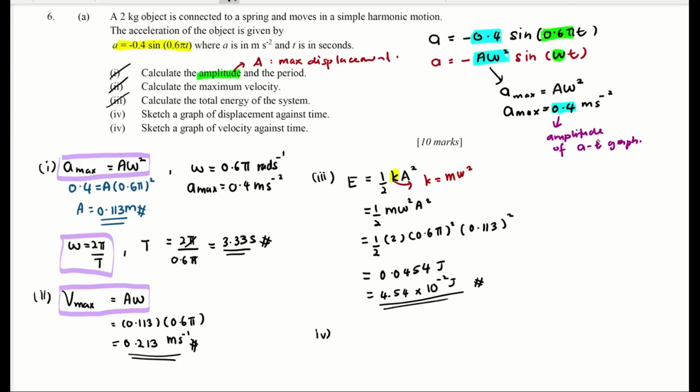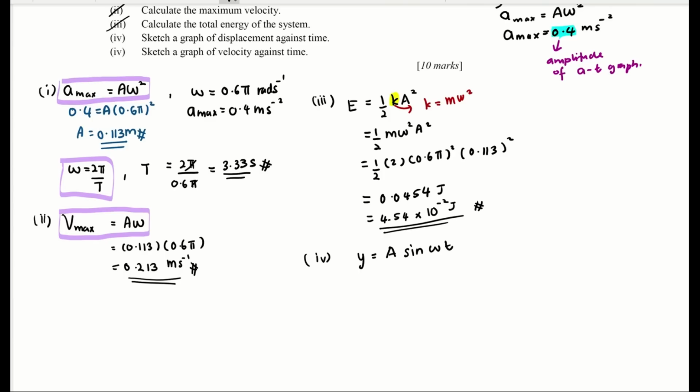So graph of displacement against time, remember, general equation for Y is A sin omega T. Jadi kalau kita tulis general equation kita, dia adalah Y is equal to 0.113 sin omega is 0.6 pi T. Okay, and then period kita dah cari tadi kan. Jadi tadi kita dah kira the period T is equal to 3.33 second. Alright, so now let's try to sketch the graph.